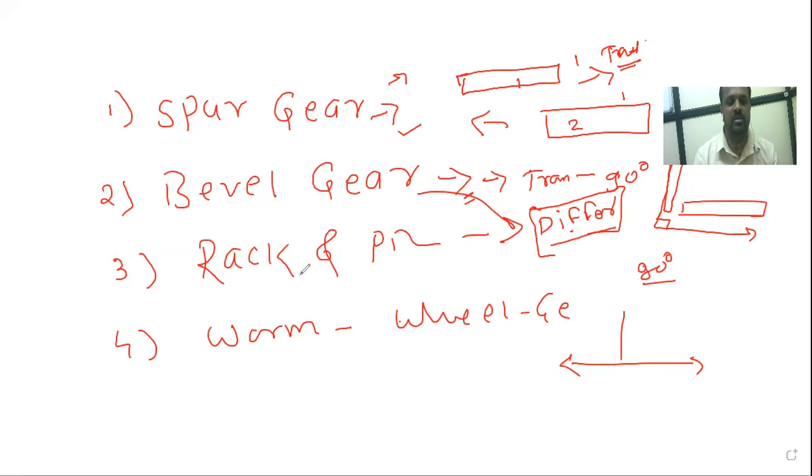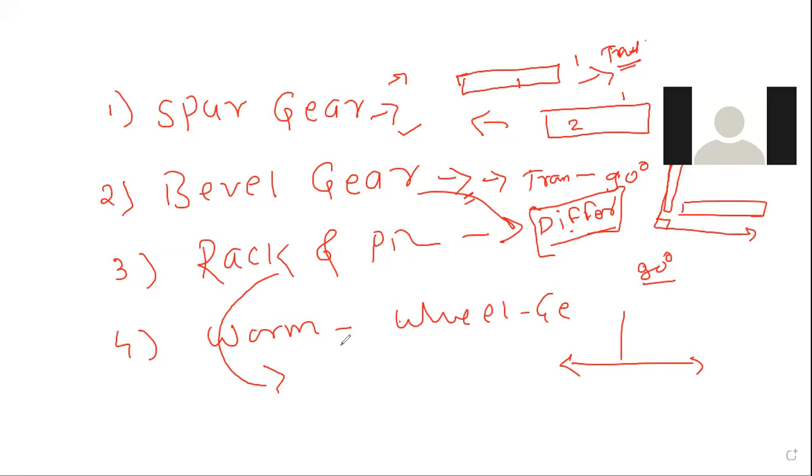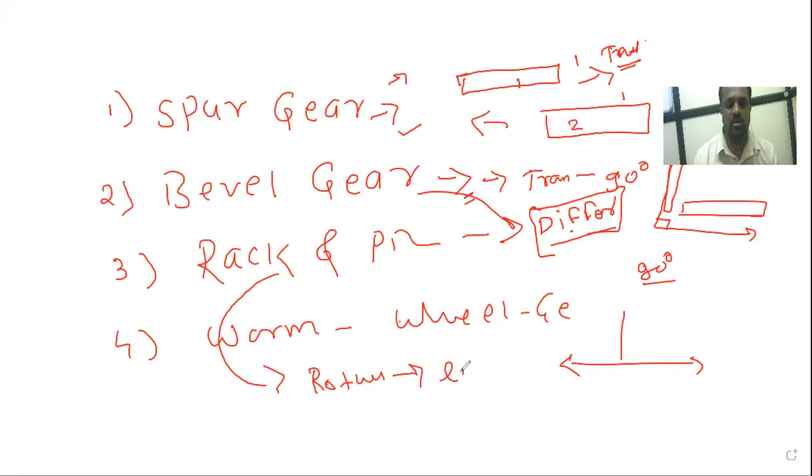Okay, simple. Then please tell something about the rack and pinion. Here we have to use the rack and pinion to convert rotary motion to linear motion. Suppose we want to convert rotary motion into linear motion, or suppose we want to convert linear motion into rotary motion. For this condition, we are using the rack and pinion.